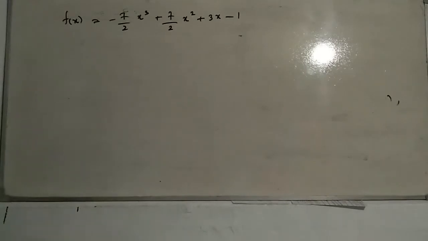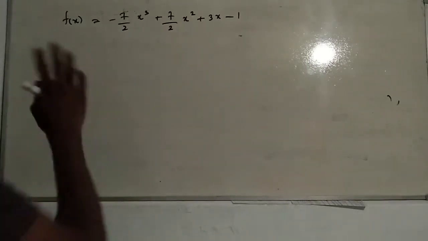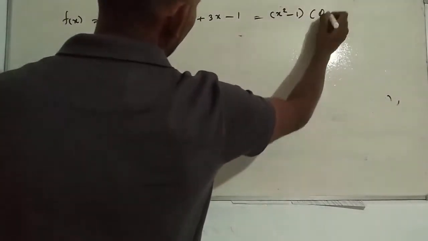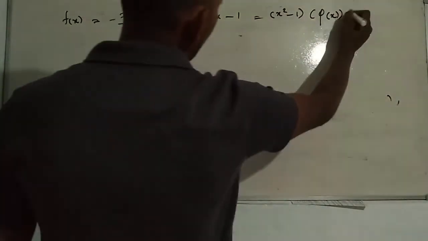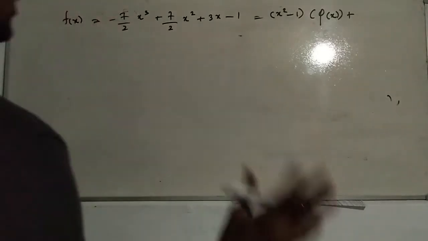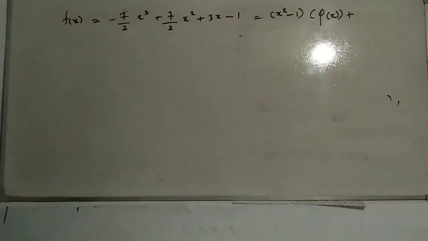Now we have to find what is the remainder when this function is divided by x squared minus 1. Let's say the quotient is psi of x and the remainder. We only have to find the remainder. For this I use the division algorithm. If you like, you can use long division. There's no problem, right? So what is the degree of our remainder?